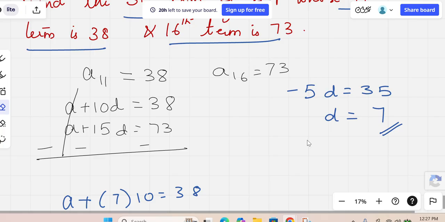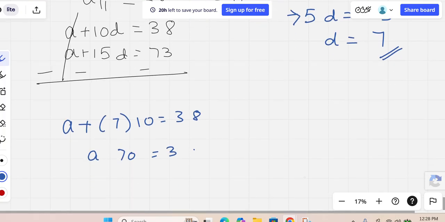And then we substitute D into equation 1. Oh, this was my arrow mark, I forgot, because both sides will be negative. Yeah, D is 7, so 70. A plus 70. And then A is equal to 38 minus 70, which is minus 32, right? Yeah.